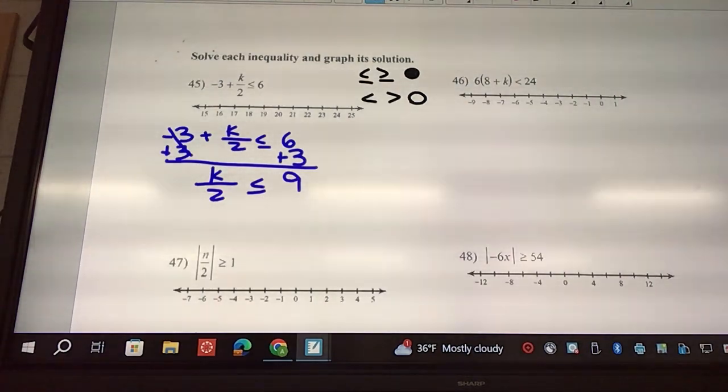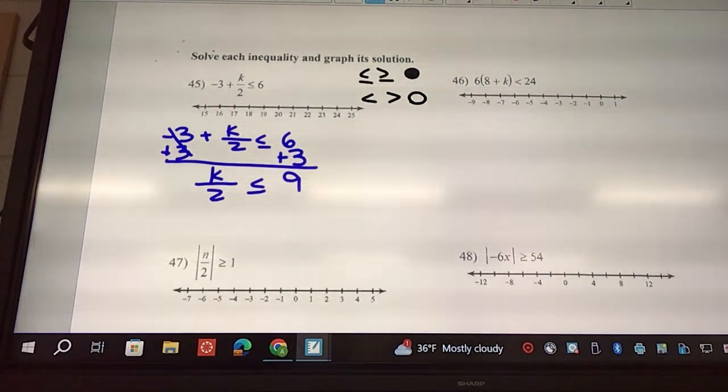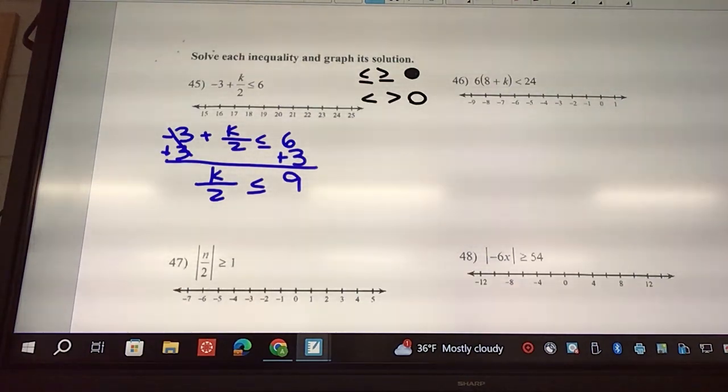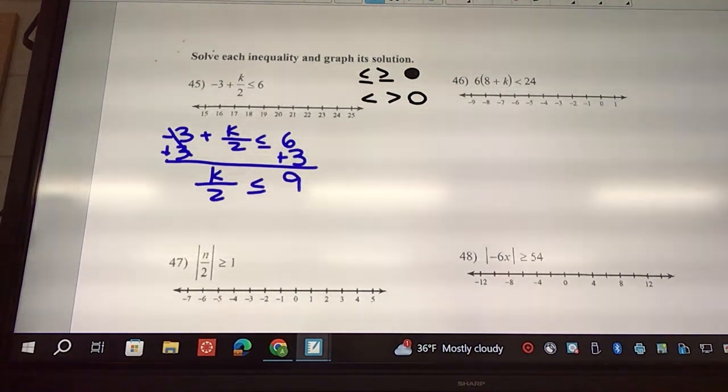Okay, how do I break that up? Times, because it's already divided. It is, so the bar means K divided by 2, okay? So we need to say times 2 on both sides.